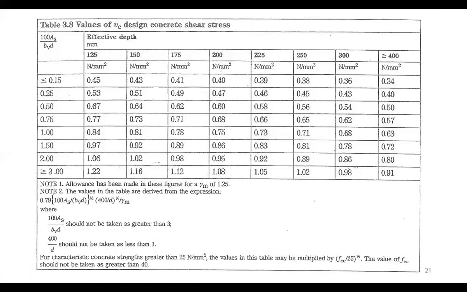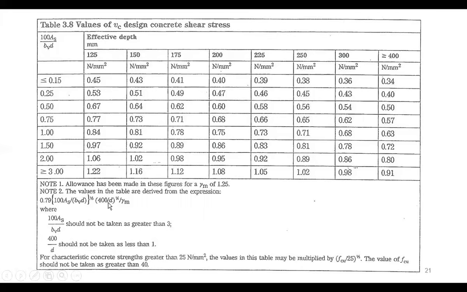BV is the width of 1 millimeter that we have it for slabs. D is the depth of the slab. Okay, but you have to keep in mind that this value here, 100 AS divided by BV times D, shouldn't be taken as greater than 3. So if it is less than 3, it is fine. Okay, you take it as it is. If it is greater than 3, take it as 3. Okay, so this value here, 100 AS divided by BV times D, the maximum value is 3. As you can see here from this table, the maximum is 3.